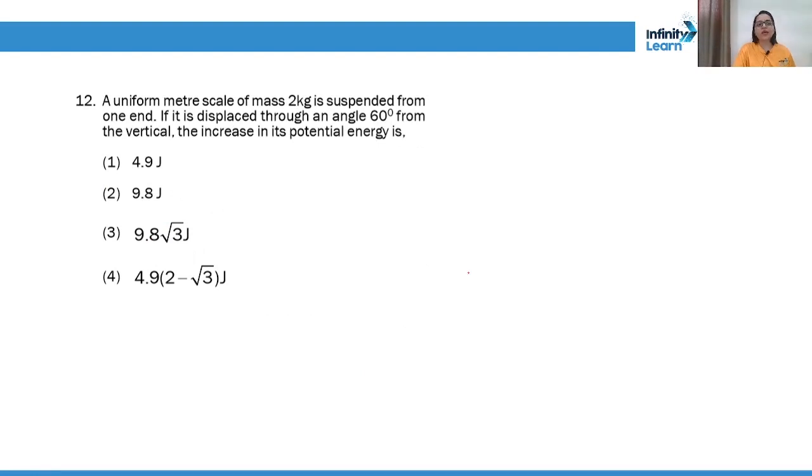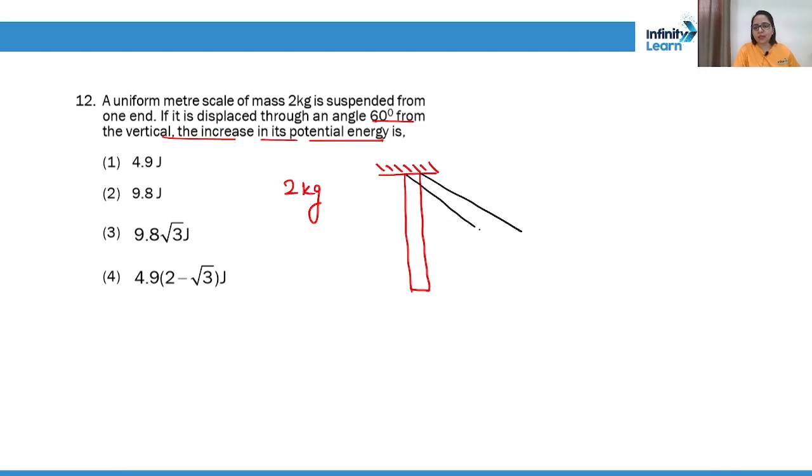Question number 12. A uniform meter scale of mass 2 kg is suspended from one end. So this is your meter scale and it is suspended from one end, something like this. If it is displaced through an angle of 60 degree from the vertical, find its increase in potential energy. So we are displacing this meter scale at an angle of 60 degree with the vertical. So its center of mass was initially here, now it is here. So there is some increase in the vertical height of the center of mass. Let's say this height is h.